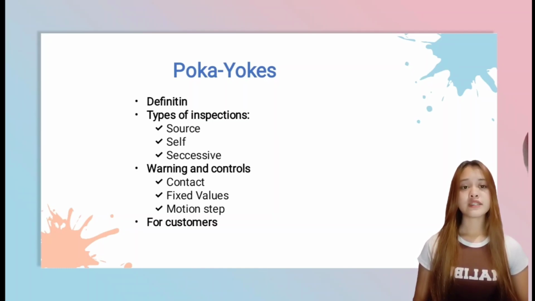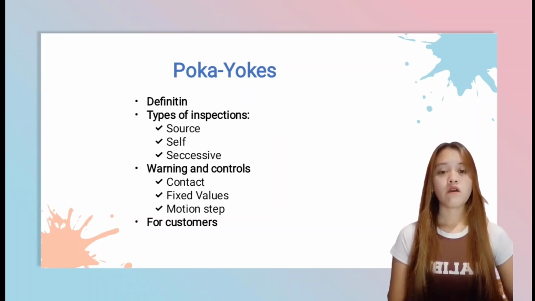The second one is self-inspection. People check their own work. The third is successive inspection. The person next in the delivery system checks the quality and accuracy of the previous person's work.